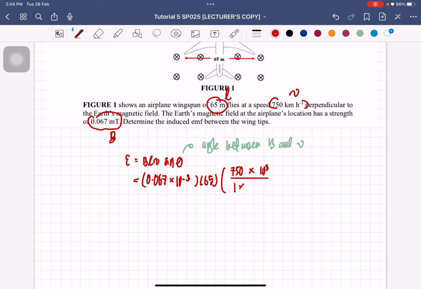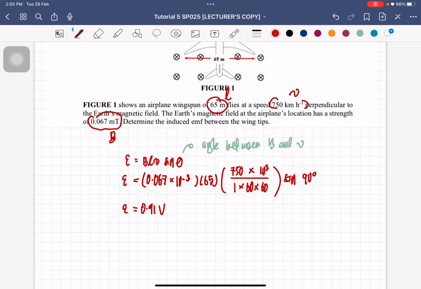1 hour is equal to 60 minutes. 1 minute is equal to 60 seconds. And then sine theta. So what is the angle of theta here? It is mentioned in the question that the velocity is perpendicular to B. So that means here it is sine 90 degrees. Okay, so this will be equal to 0.91 volt.